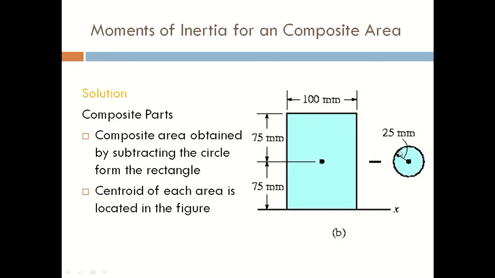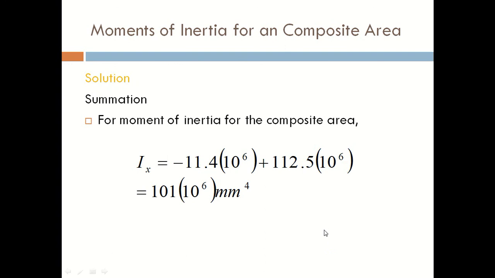If you see in the figure, we have subtracted the circle from the rectangle. So to find the total moment of inertia of the composite area, Ix is equal to minus 11.4 into 10 raised to 6, because the circle is subtracted from the plain rectangle. That's why we have subtracted this value of the moment of inertia of the circle about the x-axis, plus the moment of inertia of the rectangle about the x-axis. If you solve this, you will get the moment of inertia of the composite figure as 101 into 10 raised to 6 mm raised to 4. Okay, so we'll stop here. Thank you.